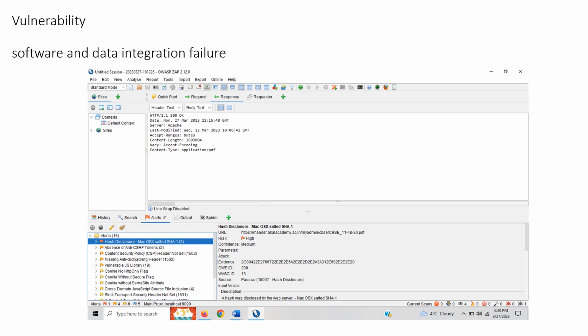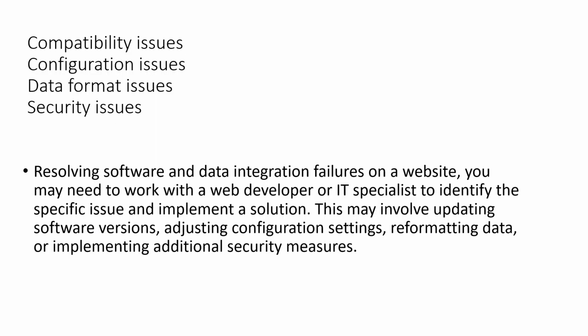This vulnerability is the software and data integrity failure. This is in the top 10 OWASP web application vulnerabilities, and there are many reasons for this vulnerability. First one is the compatibility issue. When different systems or applications use incompatible data formats, it can result in integration failure, and it can be difficult to integrate the data between them.